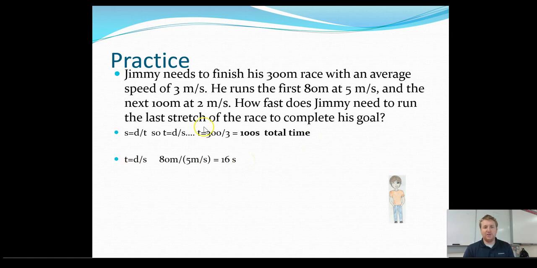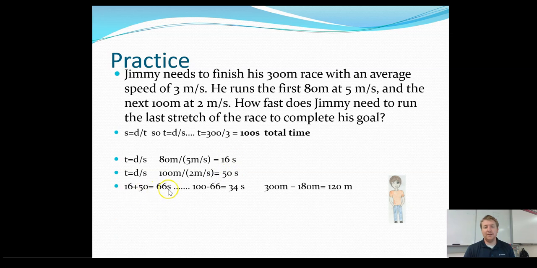To do that, we just use that same equation, time equals distance divided by speed. We have our distance for the first section, 80 meters, he went at 5, so he only took 16 seconds to go the first section of the race. The second section, he went 100, but he went at 2 meters per second, so it actually took him a lot longer to go that next 100 meters. It took him 50 seconds to do so. So if we add those up, we get 66 seconds, okay?